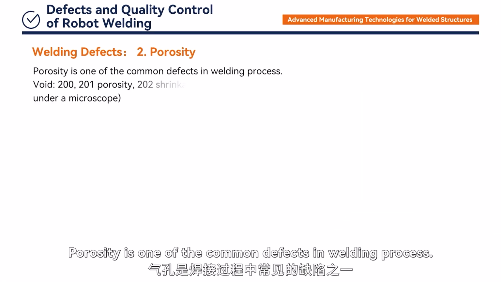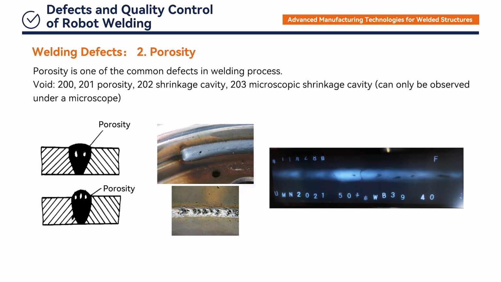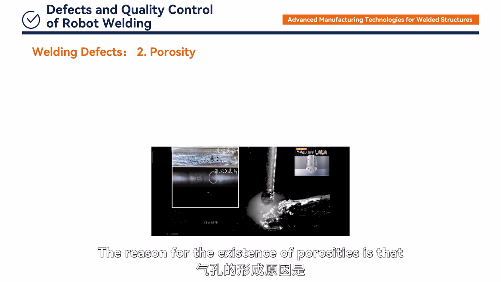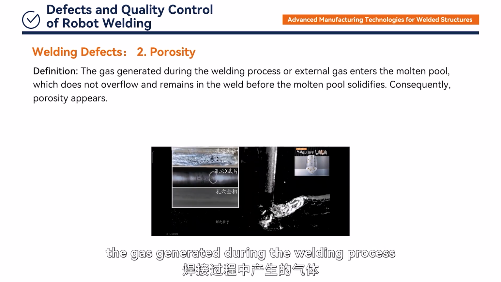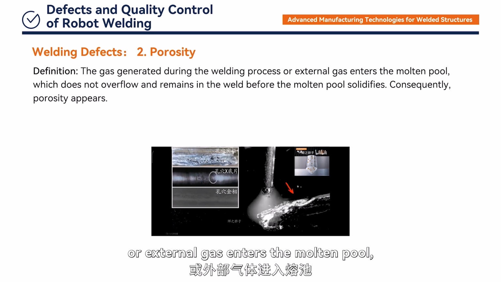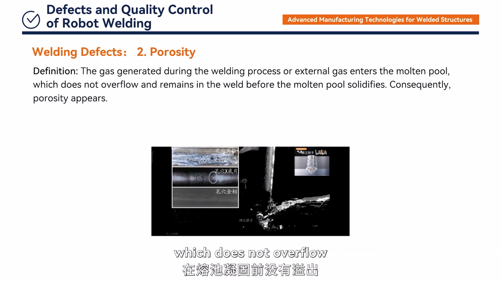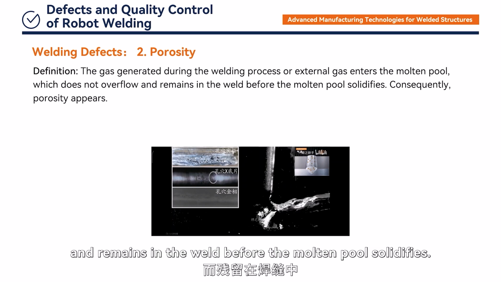Porosity is one of the common defects in welding process. The reason for the existence of porosities is that the gas generated during the welding process or external gas enters the molten pool, which does not overflow and remains in the weld before the molten pool solidifies.